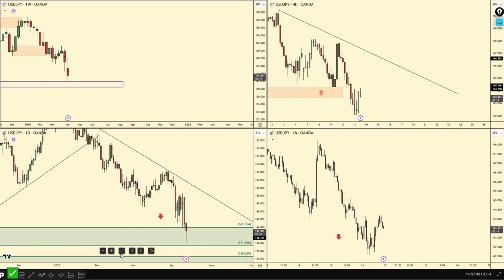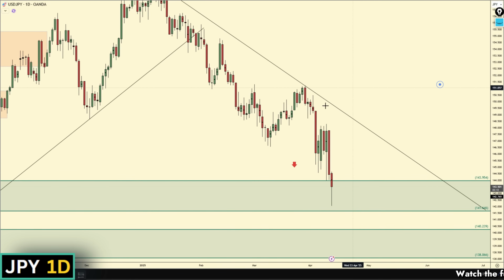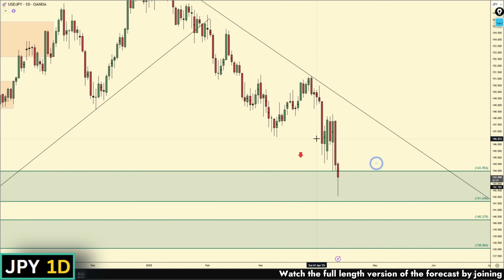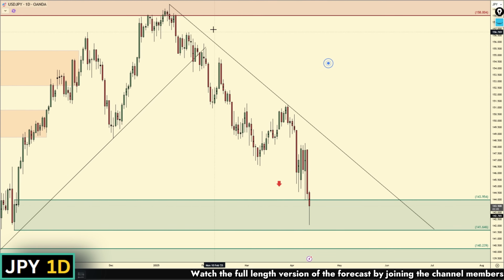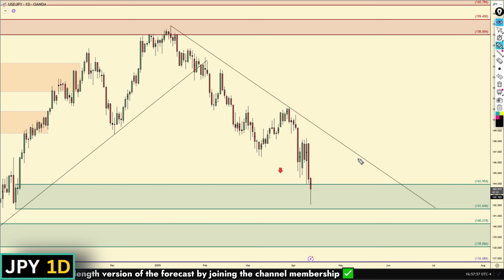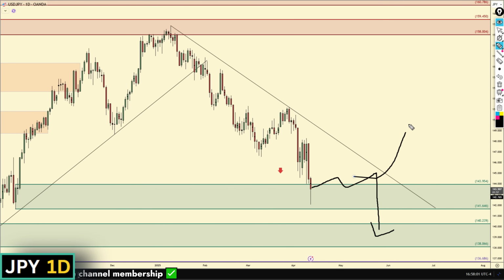Now on the daily chart, we created a daily downward trend last week. Look at this trend line. Make sure you have it on your charts because this is going to be important to monitor what's going to happen. To put it simply, if the trend line's holding, price is going to go down. If it breaks, it might go up.